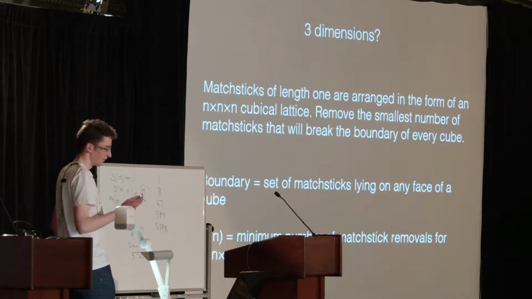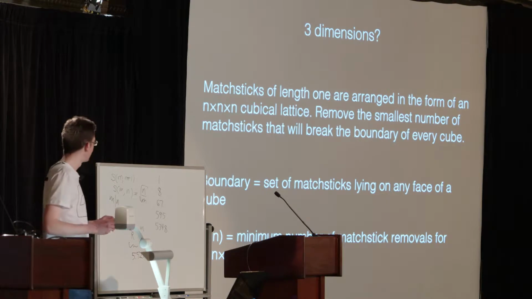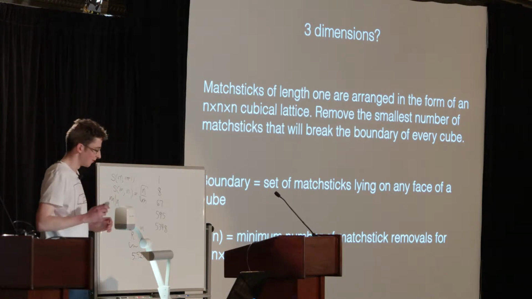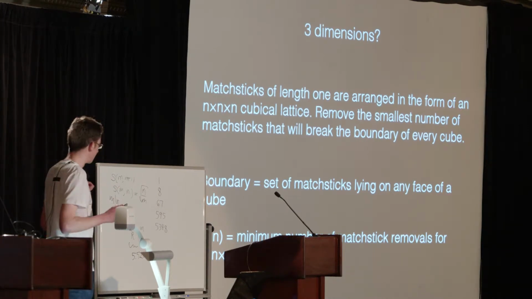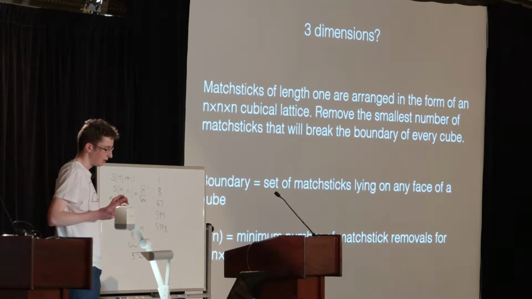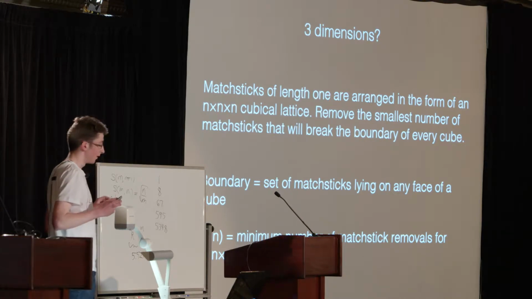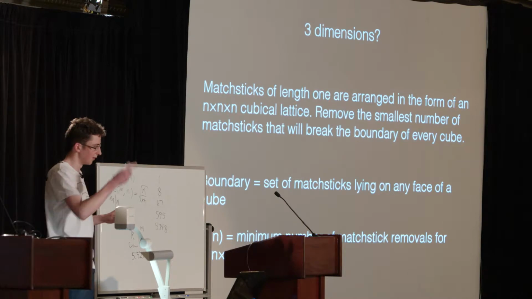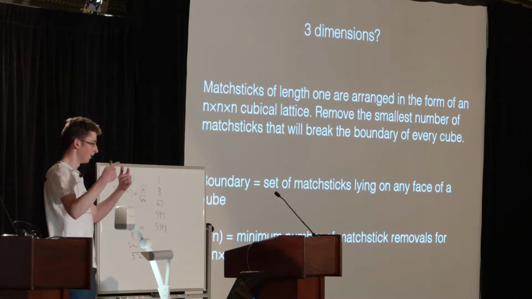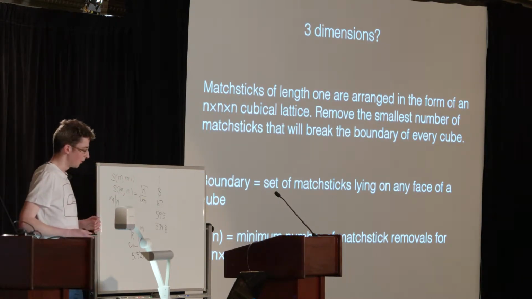Okay, so 3 dimensions. This is how we're going to generalize this further. Matchsticks of length 1 are arranged in the form of an n by n cubical lattice. And we want to remove the smallest number of matchsticks that will break the boundary of every cube. The boundary in this case is the set of matchsticks that lie on any face of the cube. So if we have a 2 by 2 by 2 cube, that includes the cross matchsticks and the skeleton of the cube. So mu3 of n is the minimum number of matchstick removals that will break every cube in the n by n lattice. That's a picture of the situation for n equals 2.